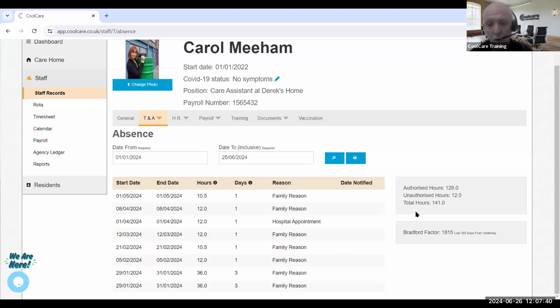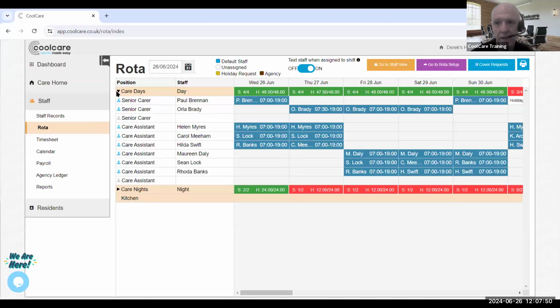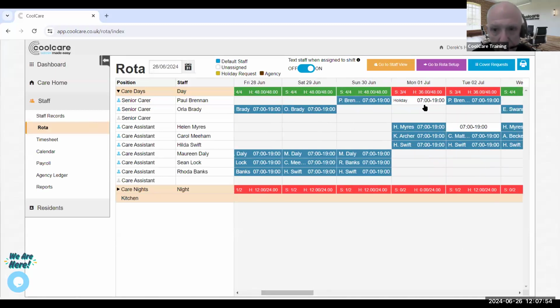Right. So what about the actual booking holidays and booking absences? First thing I'm going to say about this is people get confused. Although you can see holidays on the rota, and I'm hoping I have some here you can see. Let's see. There you go. There's a holiday that was given to Paul. Although that holiday is on the rota, it's not saved on the rota.